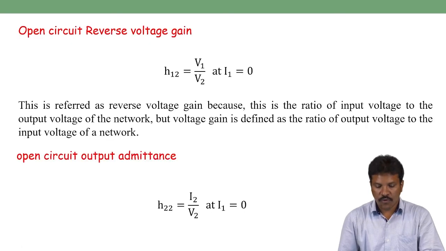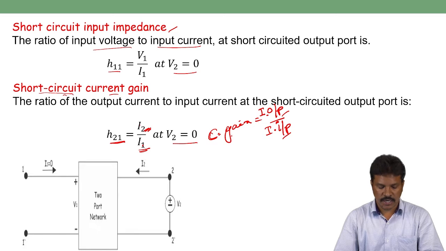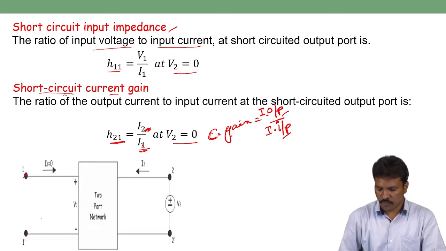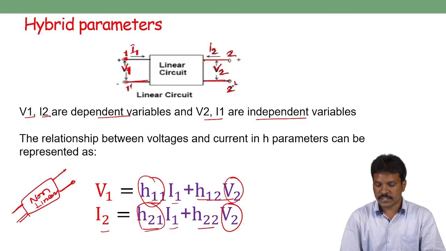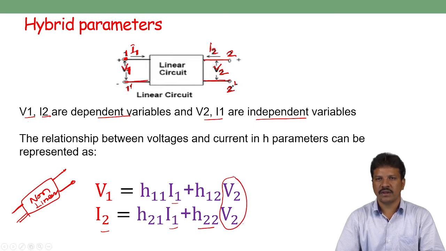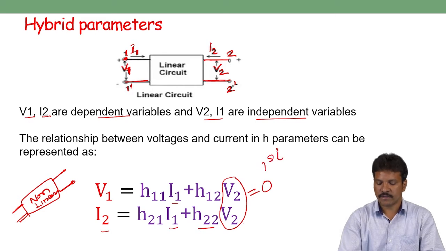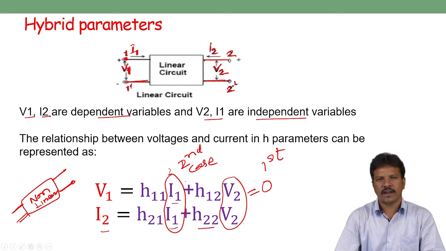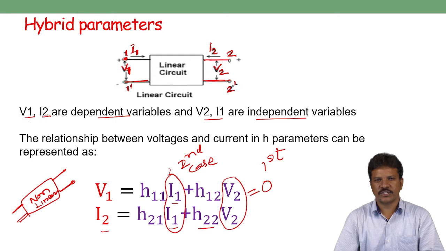Now, how can we get the other two parameters in the H parameter model? By opening the input port. Why opening the input port? In the first case, V2 is equal to 0. Now, in the second case, I1 is 0. Whenever current is 0 it means open circuit, and voltage 0 means short circuit.